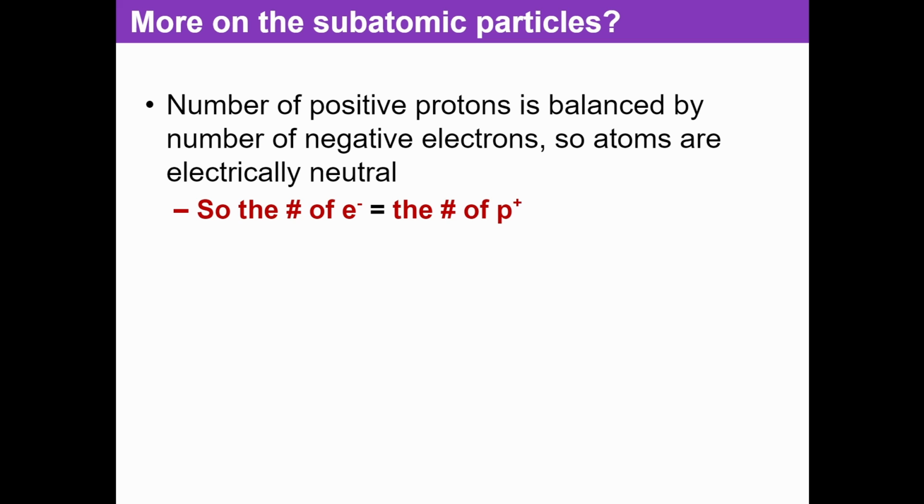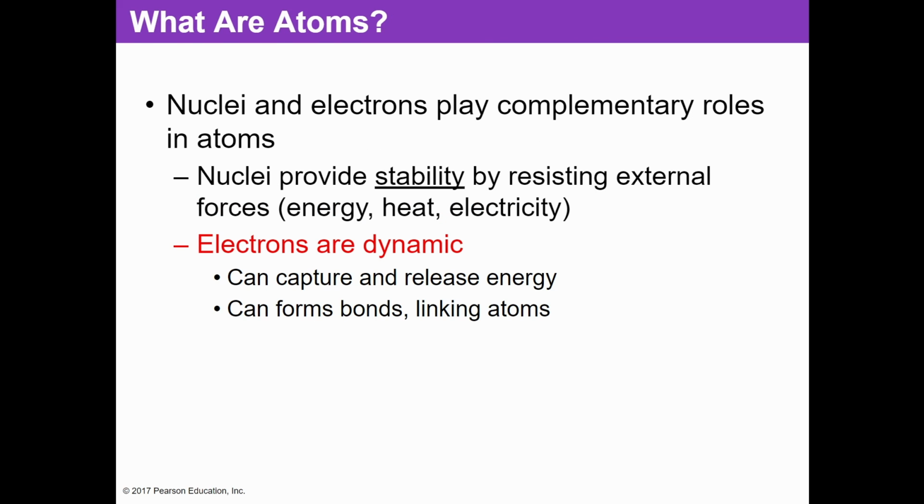This can change. Electrons can be gained or lost, changing the charge of an atom, but that's only under certain circumstances and usually when forming a chemical bond. So, unless told otherwise, unless we're told about reactivity or the forming of an ionic or covalent bond, we're going to assume that the number of electrons and the number of protons are equal, and that the protons and neutrons are hanging out in the nucleus, and the electrons in the orbitals are playing their role in atoms. The nucleus provides stability, whereas the electrons are more dynamic.